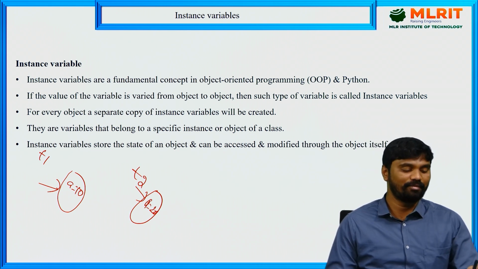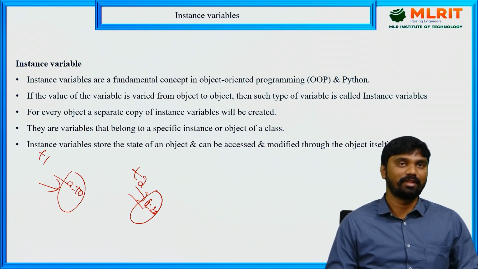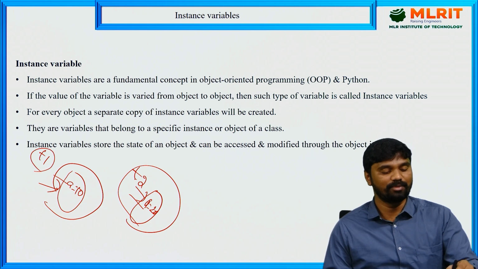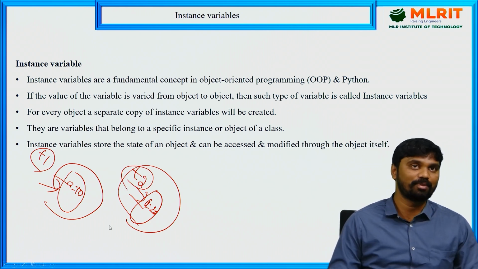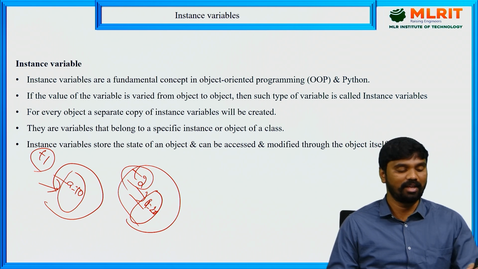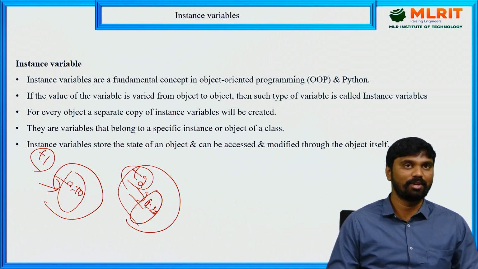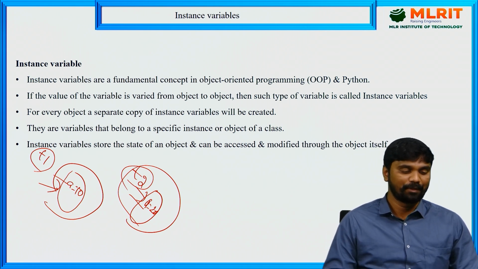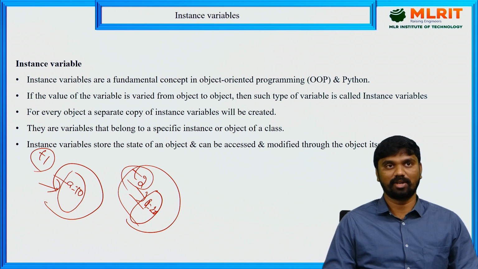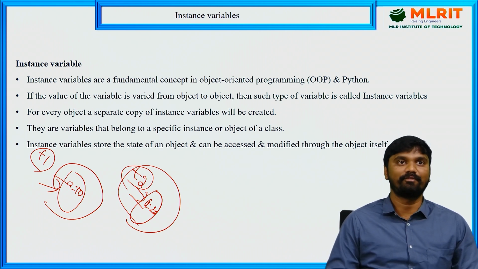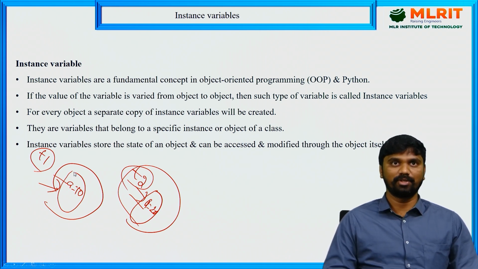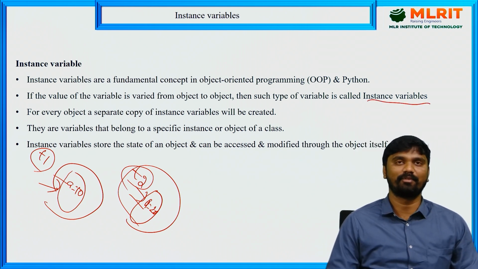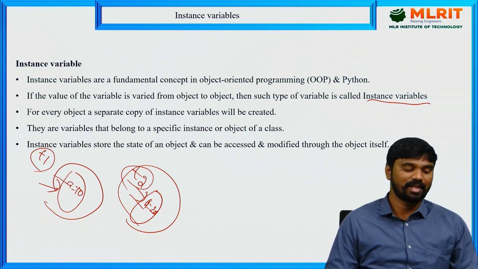So if the value of the variable differs from object to object, see, from the t1 object to the t2 object the instance variable a is different. In the t1 object the instance variable a equals 10, and in the t2 object the instance variable a equals 20. So this variable is called an instance variable. That means if the value of a variable differs from object to object, then such a type of variable is called an instance variable.